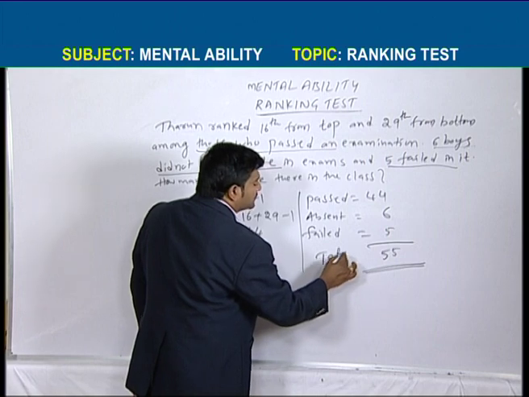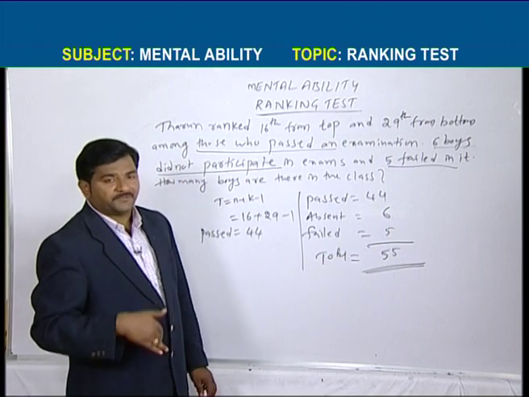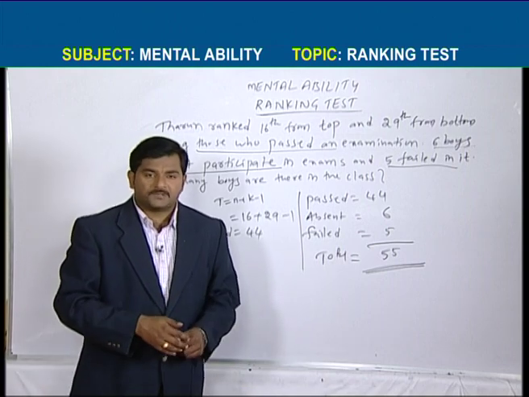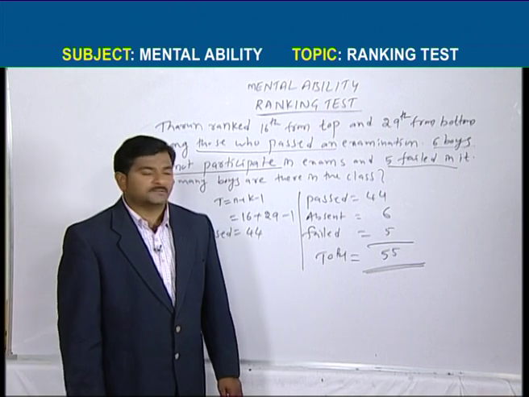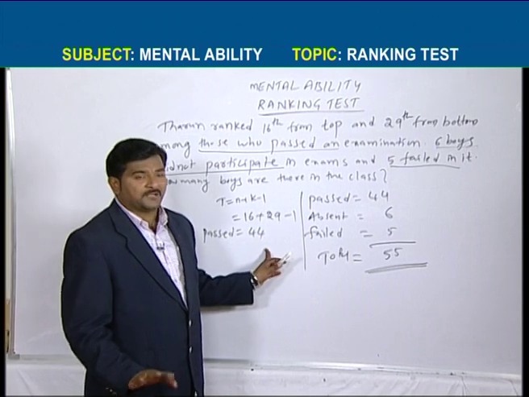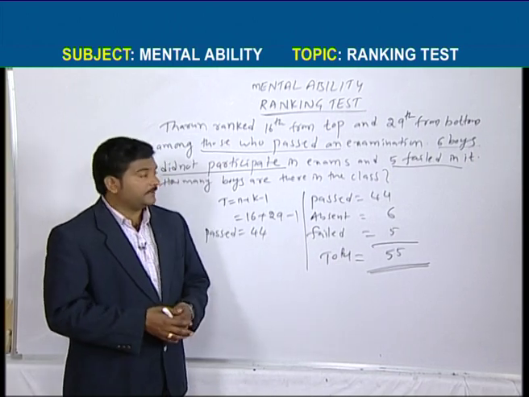Therefore, the total number of students in the class is how much? 55, I am getting. So they may have got a rank, they may have failed, or they may not have participated in the exam, and so on. All together gives the total number of students in the class. Okay, I hope you understood this concept. Here 44 is not the final answer, 55 is the final answer.